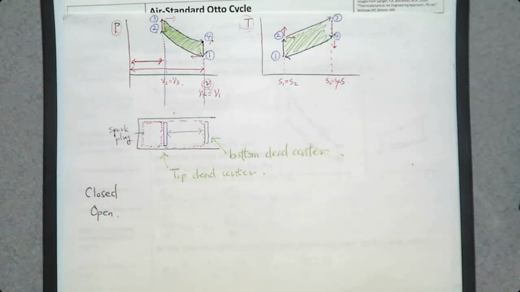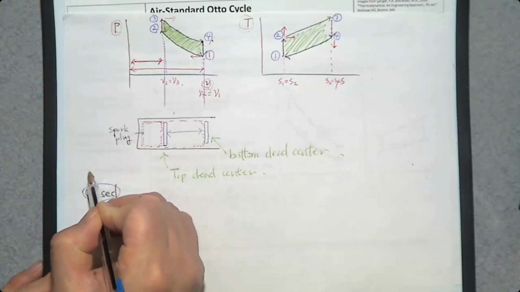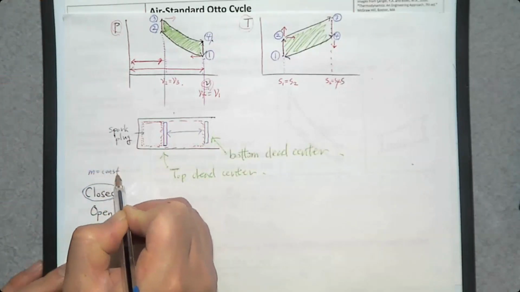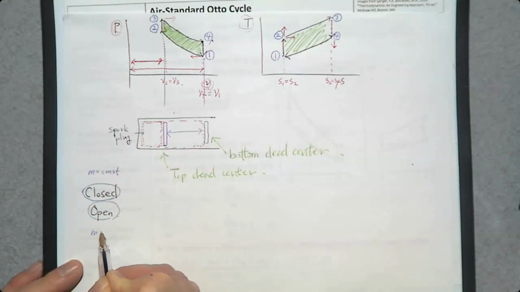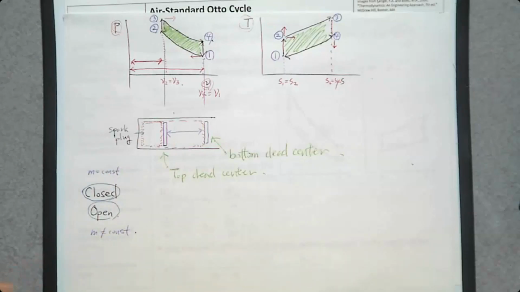So when you look at this one, is it a closed system or an open system? How do we know whether it is closed or open? We are going to assume that when we have a closed system, mass is constant. When we have an open system, mass is not constant because we have an inlet or an exit. So the mass of the air in this piston cylinder device does not change. So this is a closed system.